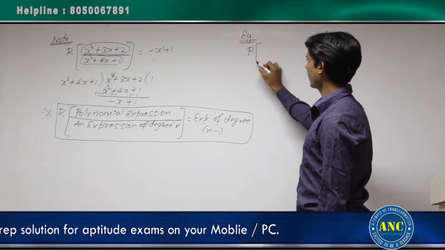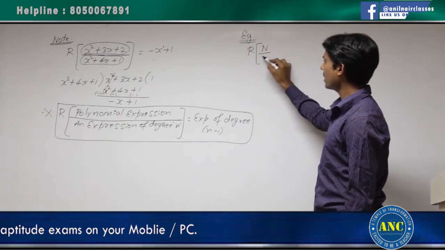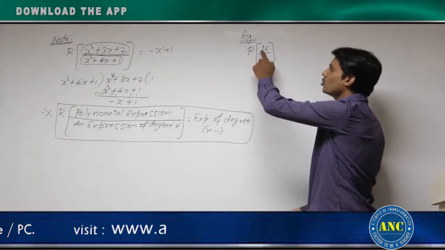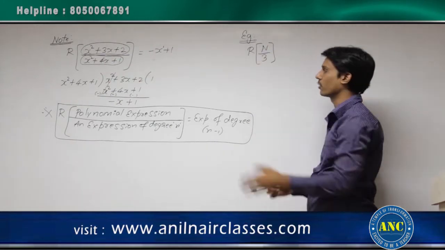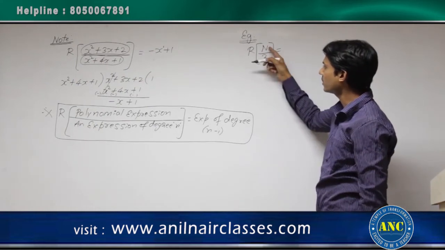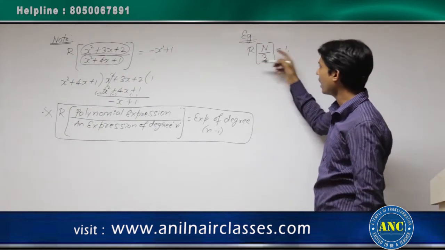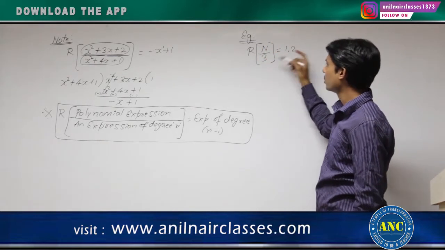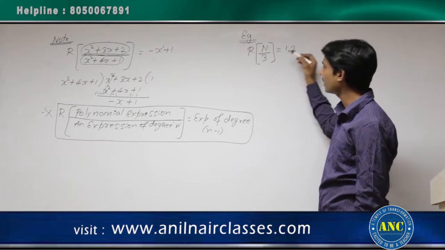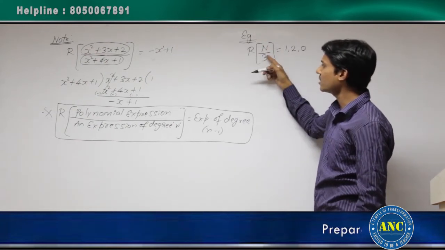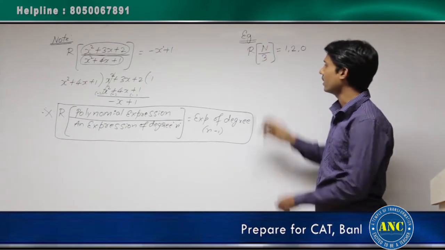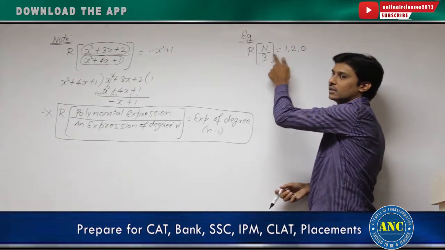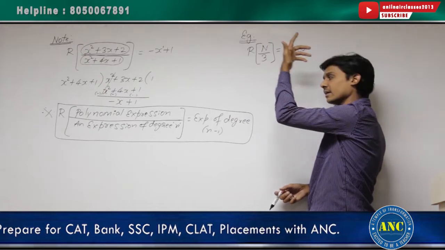Suppose I take a number. Remainder when a number is divided by 3. Assume this number as 4. 4 when divided by 3, what is the remainder? 1. Next number, 5 when divided by 3, what is the remainder? 2. 6 when divided by 3, what is the remainder? 0. Next, 7 when divided by 3, again remainder is 1. 8 when divided by 3, again remainder is 2. 9 when divided by 3, again it is 0.